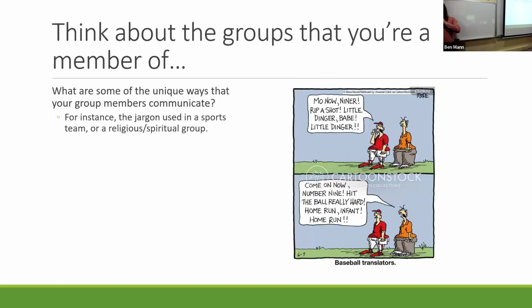So I like the use of comics to help us think about some of these ideas. This comic is saying, "Mo now Niner, rip shot, little dinger babe, little dinger." If you do not play baseball or you're not familiar with baseball, or even if you know a little bit about baseball, there's a good chance that you don't understand the specialized technical language and jargon that's being used here. When we become members of groups and members of culture, oftentimes we find ourselves in positions where the language choices and framing are very unique to us and are things that an outsider would not necessarily understand.